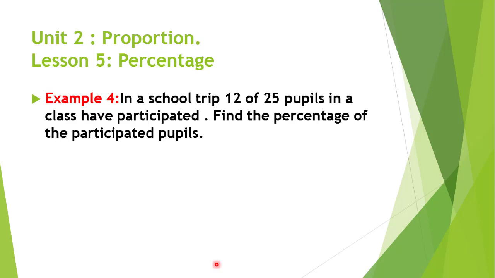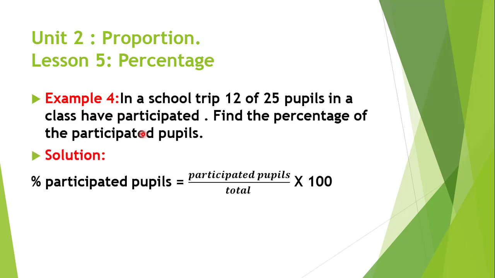Example 4. In a school trip, 12 over 25 of the pupils in a class have participated. Find the percentage of the participating pupils. As we said before, the percentage equals part over total. The part here is the participating pupils, which is 12. The total is 25. So 12 over 25, then multiply by 100, the result will be 48%.